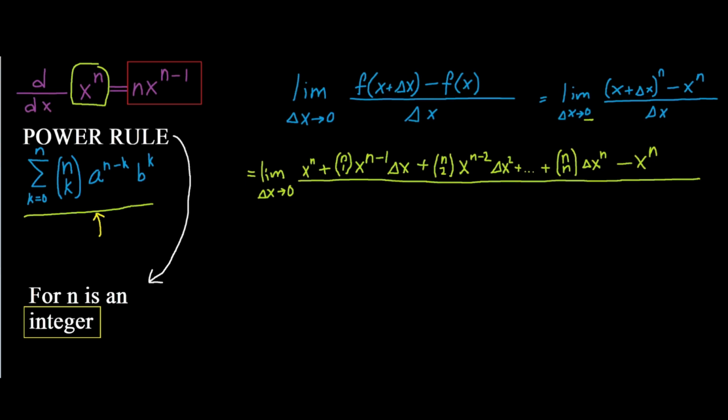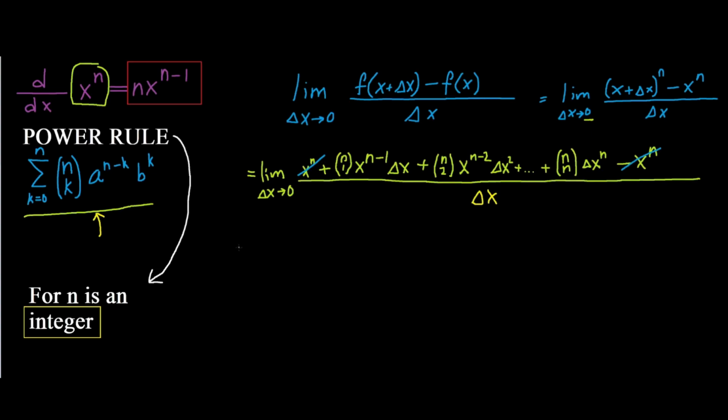And what you should notice, hopefully right away, is that x to the n and minus x to the n are going to cancel, or they'll become 0. And on our denominator here, we're still going to have our delta x. Now, with that being said, we can factor out a delta x from each one of these terms. Every single one of these terms is going to have a delta x, and every delta x in between all of these infinite terms there.